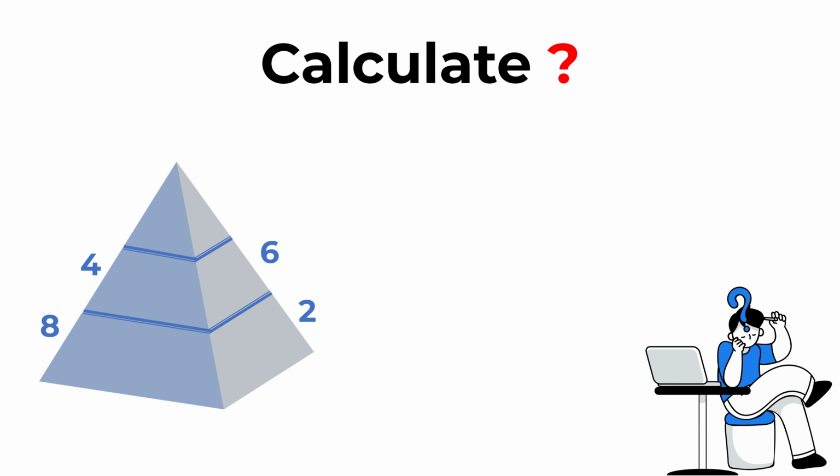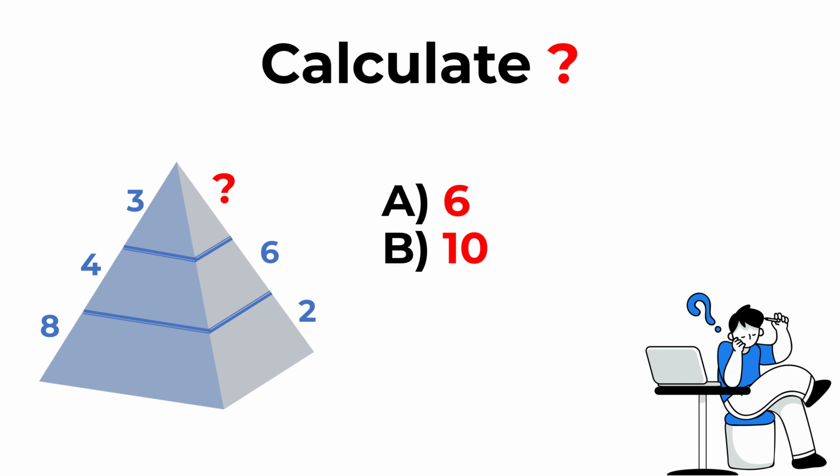And in the top layer, you have numbers 3, and on the other side of the pyramid, you have a question mark. And this question mark can be one of those 4 values. Your choice A is 6, choice B is 10, choice C is 7, and choice D is 2. Do you see the answer?